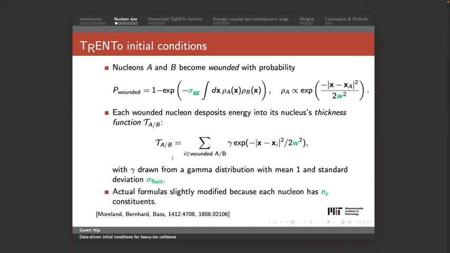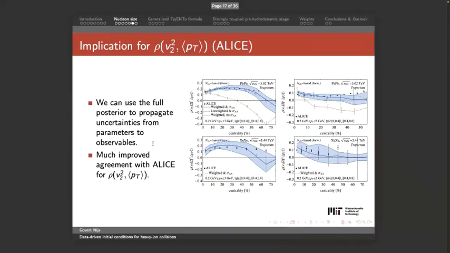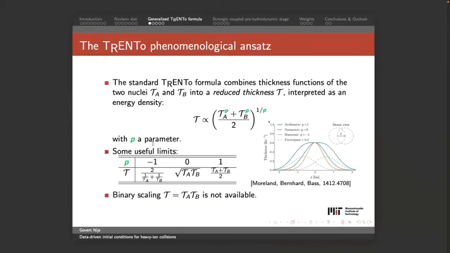So where we left in the description of TRENTo is that you had these two thickness functions. Of course, you should initialize your hydro with only one stress tensor. So the question is, how do you do this? What TRENTo does is it combines them using this formula. You raise both of them to the power p, take the average, and then you raise to 1 over p again. You can see that for p equals 1, obviously you just get the average.